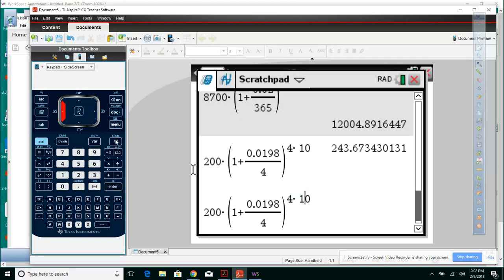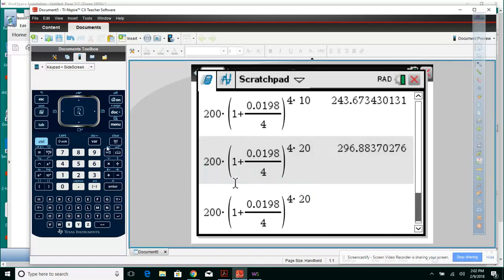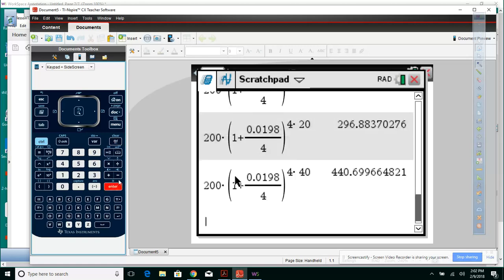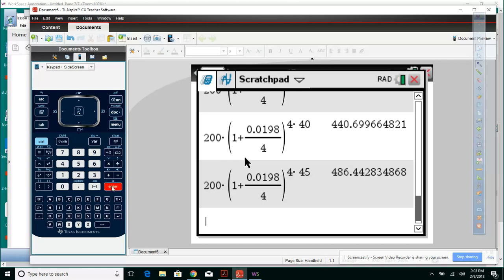Let's change it to, well, we'll double it. Let's see what happens. 296, that's not enough. And let's double that. This time we'll make it 40. 40 years, 440. Now we're getting close. So let's change that to 45. 486, even closer.